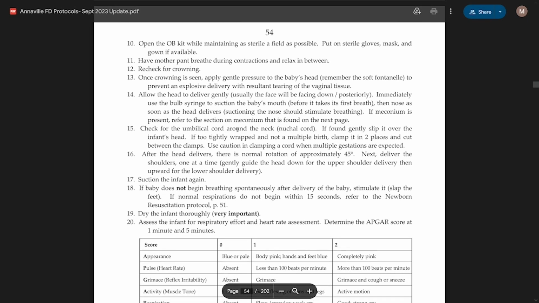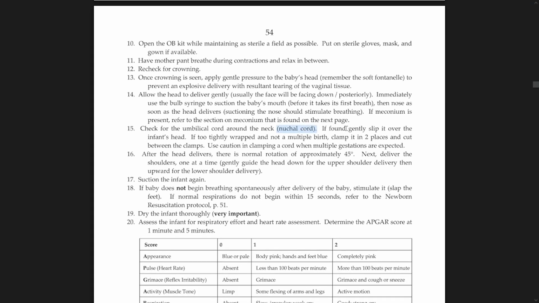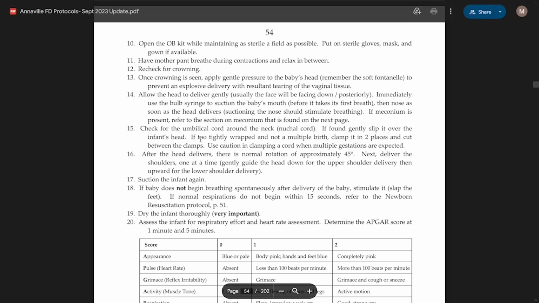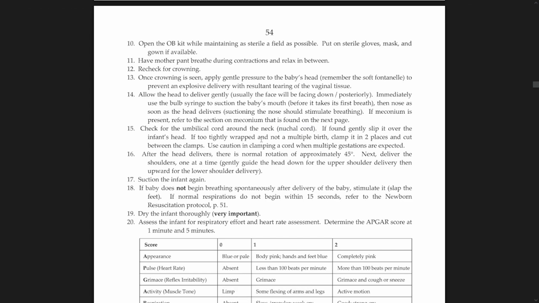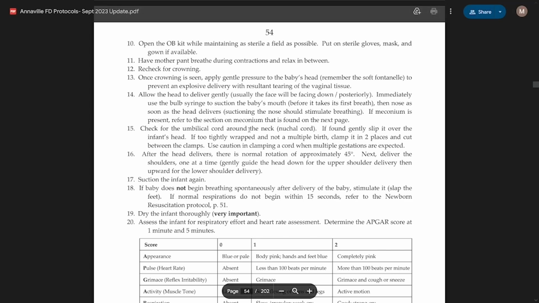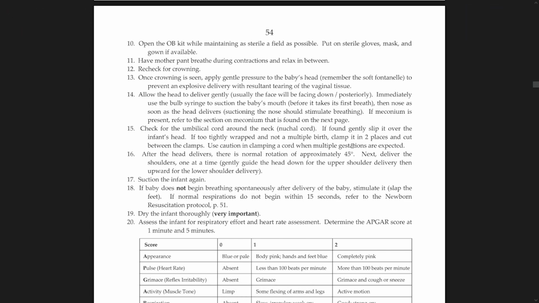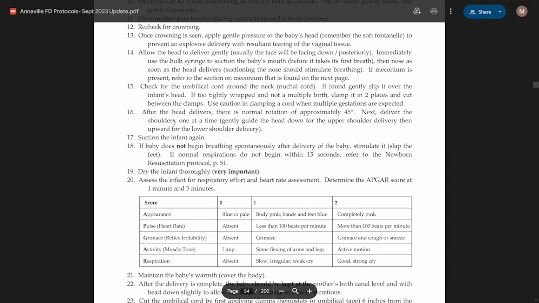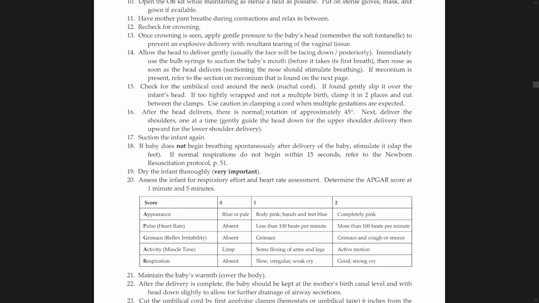Check for the umbilical cord around the neck, a nuchal cord. If found, gently slip it over the infant's head. If it's wrapped up too tightly and not a multiple birth, clamp it in 2 places and cut between the clamps. Use caution in clamping a cord when multiple gestations are expected. After the head delivers, there is normal rotation of approximately 45 degrees. Next, deliver the shoulders one at a time gently. Guide the head down for the upper shoulder to deliver, then upward for the lower shoulder to deliver.